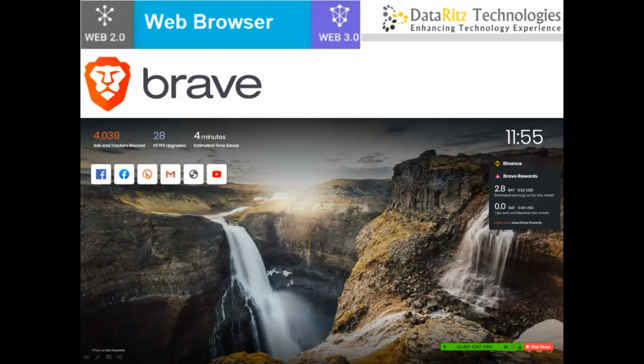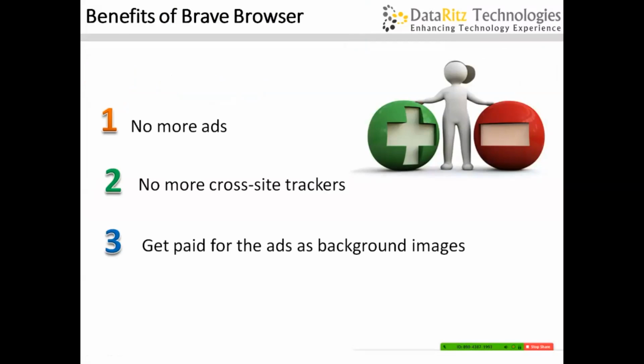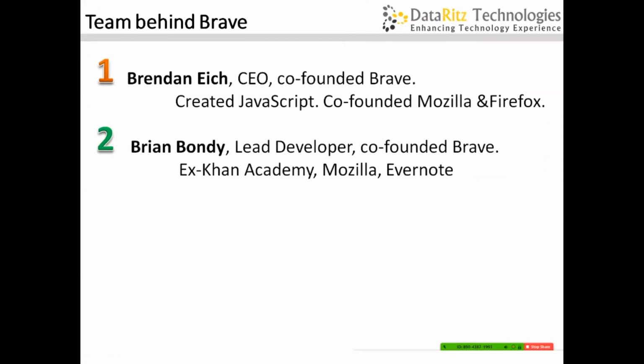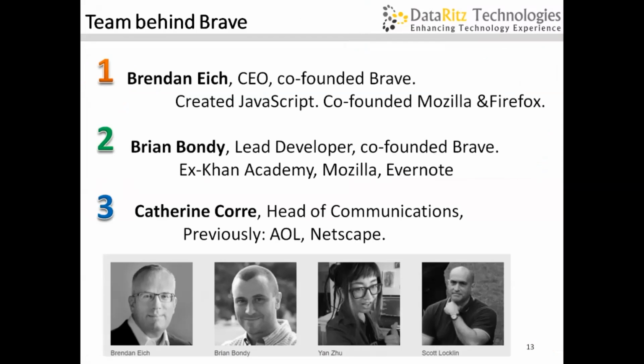So this is one web browser, the Brave web browser. If you look at who are the people behind this development, these are two main core people: Brendan Eich and Brian Bondy. Brendan is the creator of JavaScript, co-founder of Mozilla and Firefox. I think you know Firefox, Mozilla and JavaScript. Khan Academy, you may have heard the name. Brian Bondy is the person behind Khan Academy, Mozilla and Evernote. These are well-known products in the market.